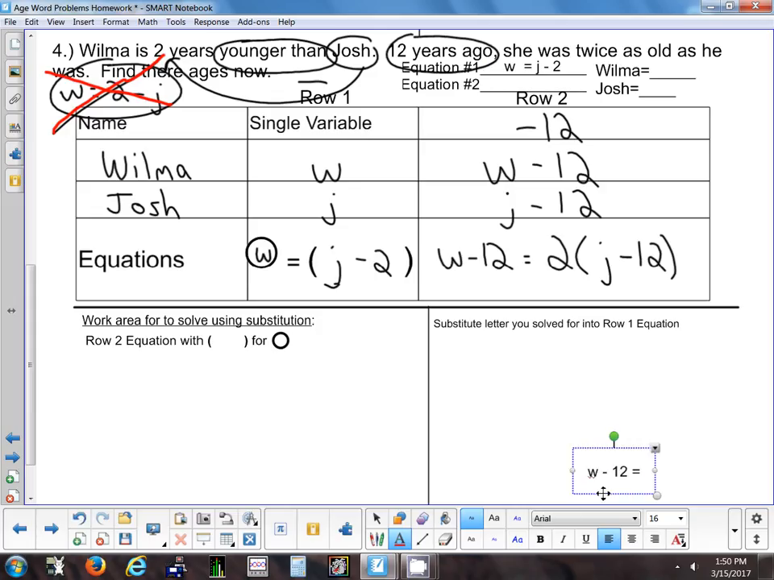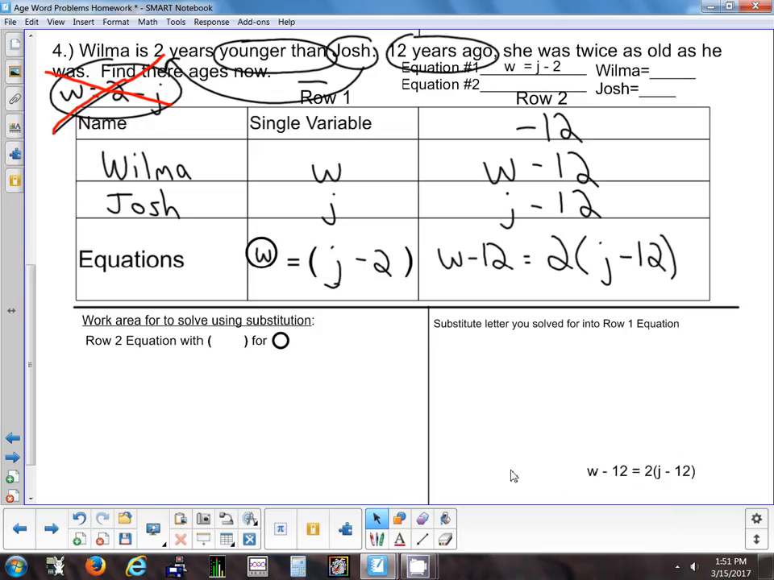Well, I said this to you guys on Monday as well. When you're setting up your equation down here, use these boxes, right? Wherever you see Josh or he or him, it's going to be J minus 12. Wherever you see Wilma or her or she, it's going to be this. Use these two boxes to set up your information, right? And Mr. Hager just wrote in equation 1 and equation 2, right? First one is W equals J minus 2. Second one is W minus 12 equals 2, parentheses J minus 12. All right, that's when it gets a little bit tricky.